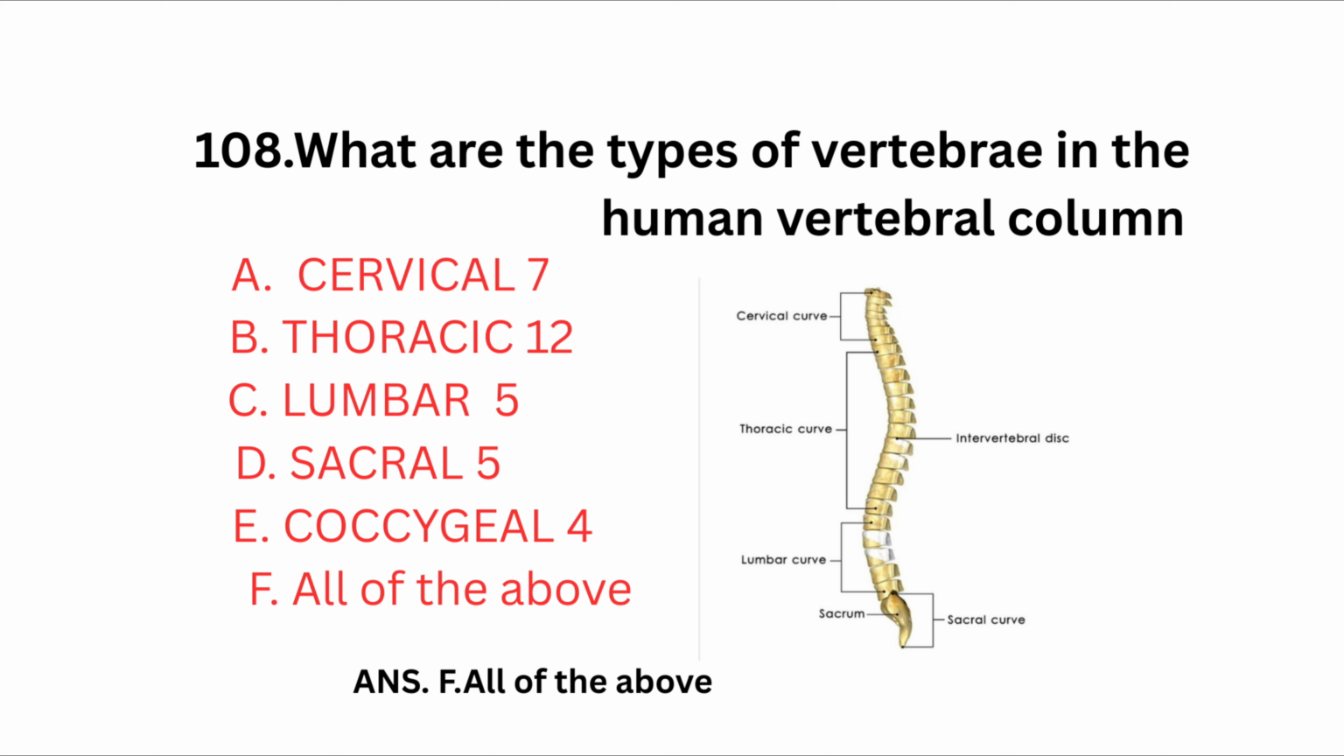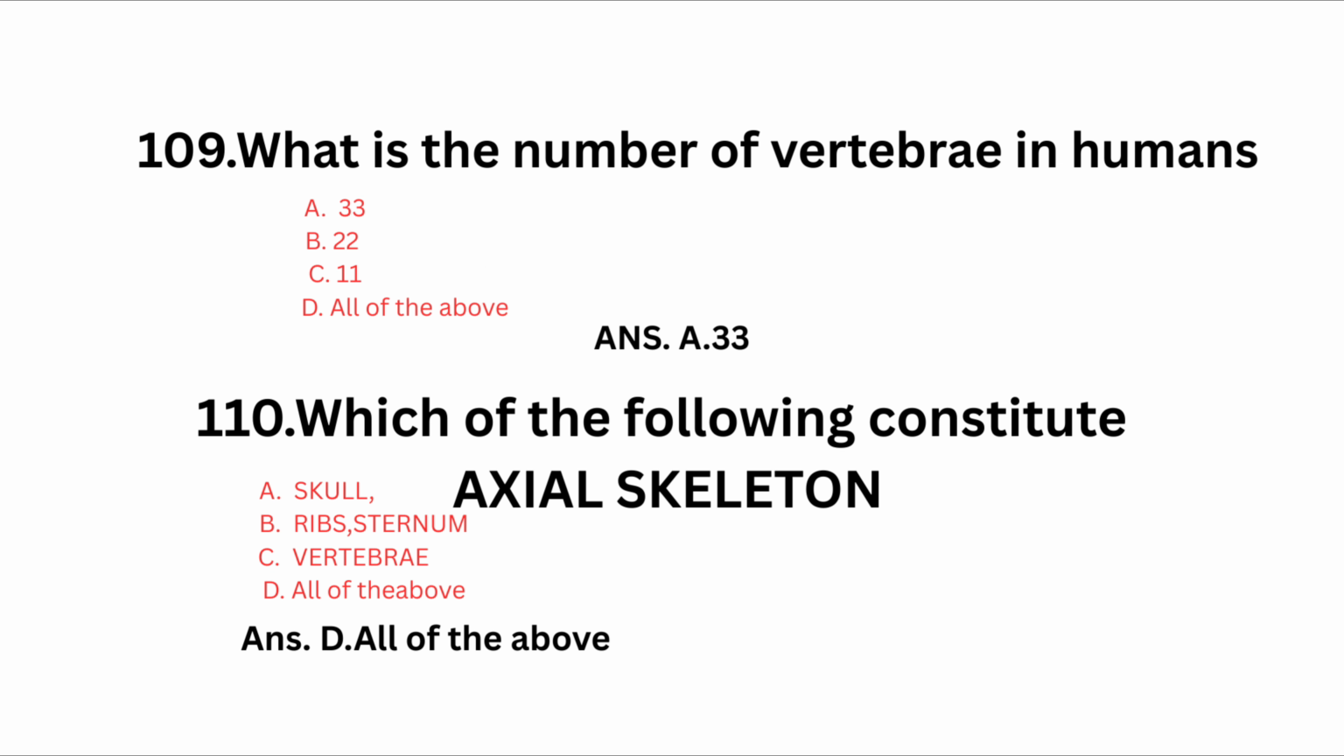108. What are the types of vertebrae in the human vertebral column? A. Cervical 7. B. Thoracic 12. C. Lumbar 5. D. Sacral 5. E. Coccygeal 4. F. All of the above. Answer is all of the above. Now you know the cervical has 7, thoracic has 12. Do remember the number of vertebrae in each of the segments as well. They can come individually.